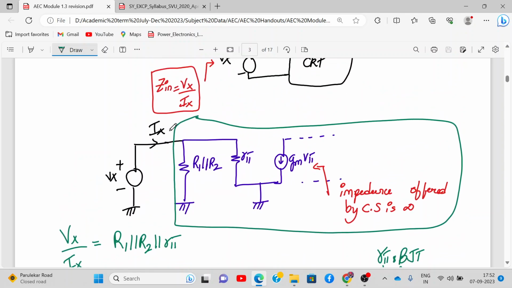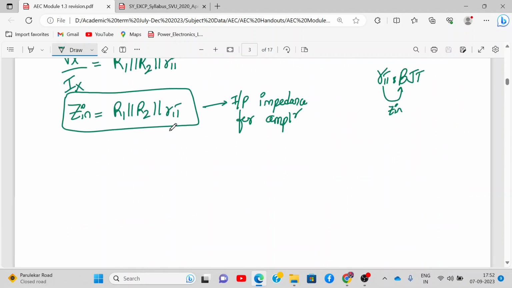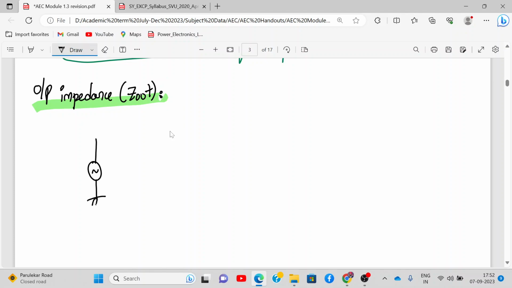All right. So now we'll go for output impedance derivation. This is interesting. Output impedance, Zout. Now let me draw the circuit quickly. You don't need to draw, I mean, you can also draw it. I'm drawing the equivalent circuit.